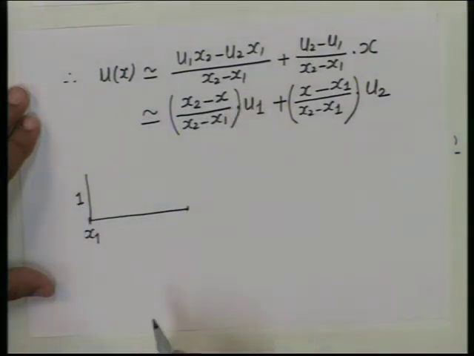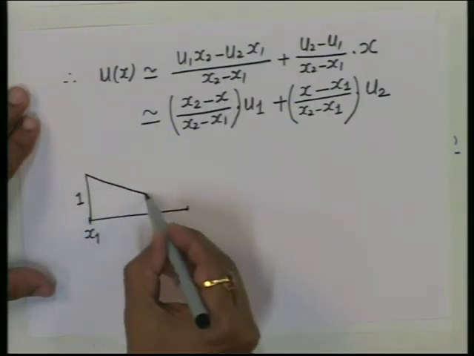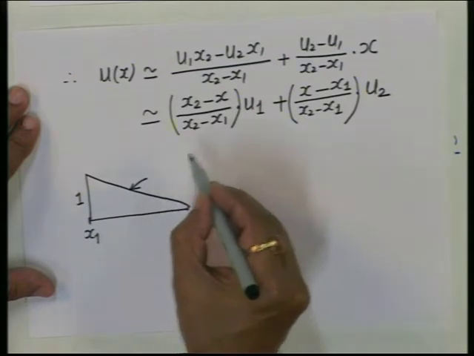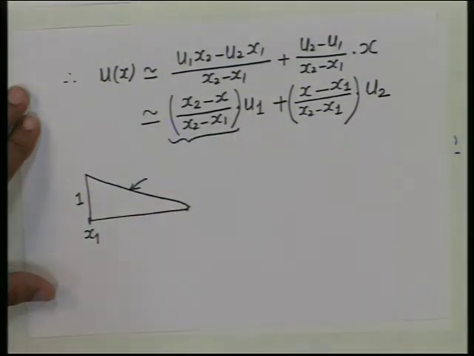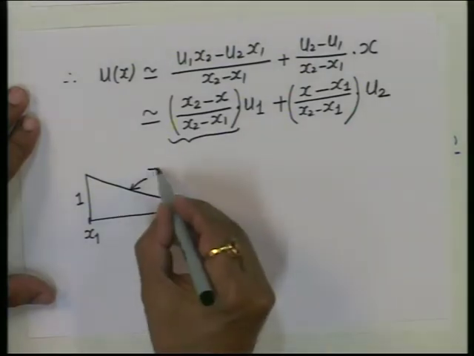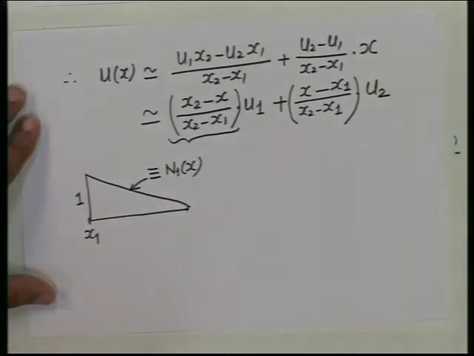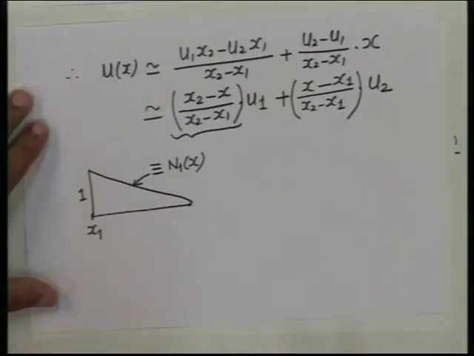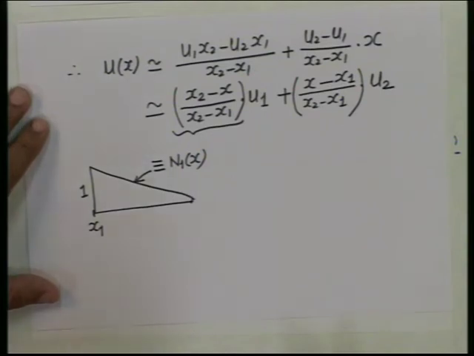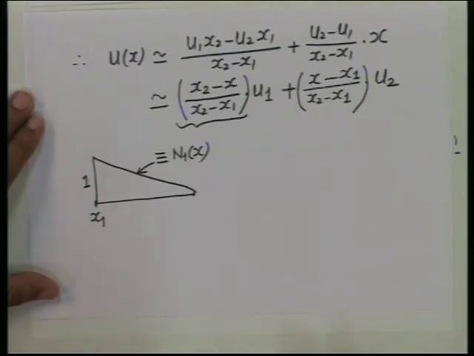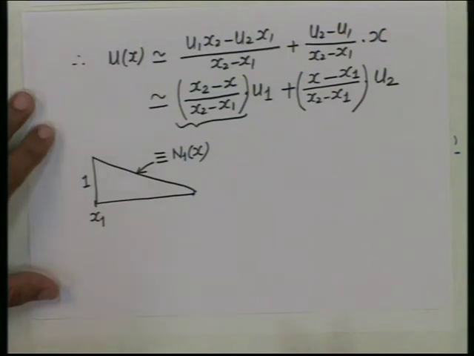When x equals x2, what is the value? x2 minus x2, 0. So, 0. Between the two, you will always have a linear function. So, this is a linear function, and obviously this is nothing but the same as whatever we had just learnt, N1(x). So, Reed's was more straightforward, though he had given directly that relationship. Any function can be represented like that.